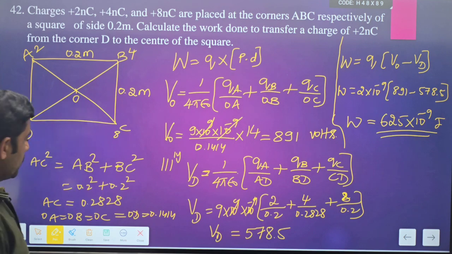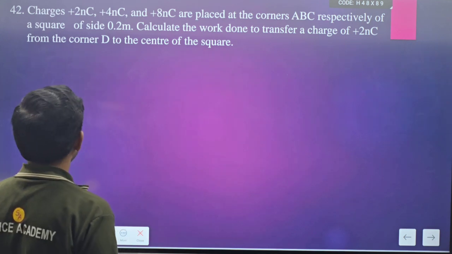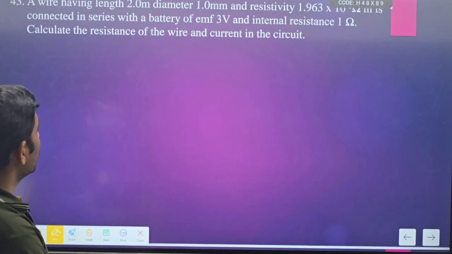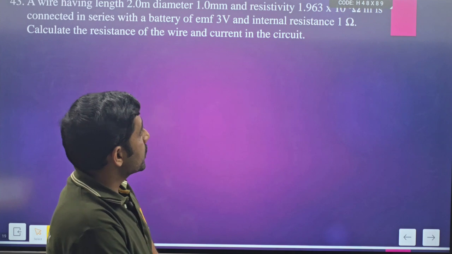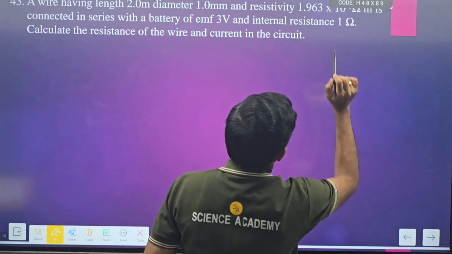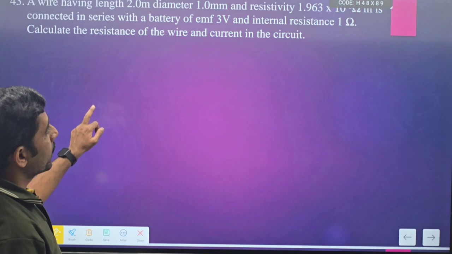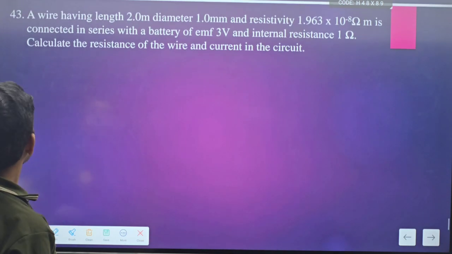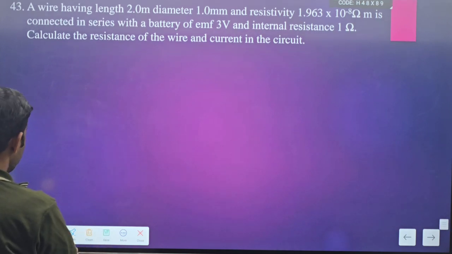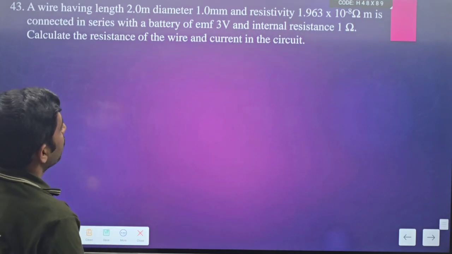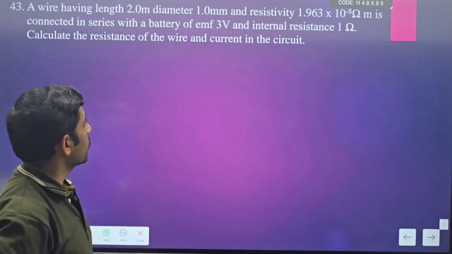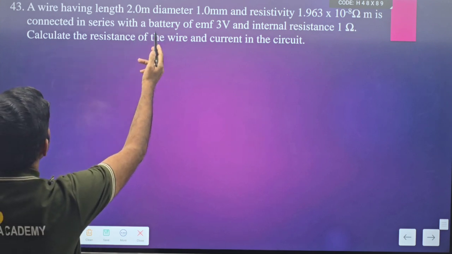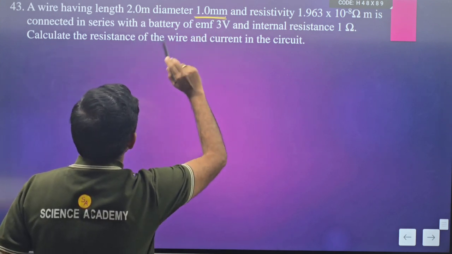Over? Yes. Now we shall move towards the next problem. A wire having length 2 meter, diameter 1 millimeter and resistivity 1.963 into 10 raised to minus 8 ohm meter is connected in series with a battery of EMF 3 volt and internal resistance 1 ohm. Calculate the resistance and the current. Diameter 1 millimeter means radius 0.5 millimeter.